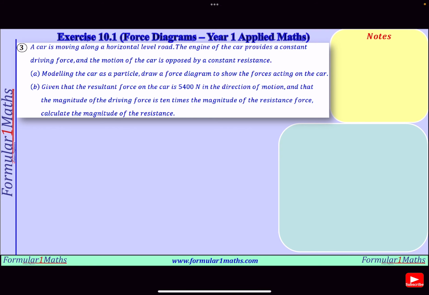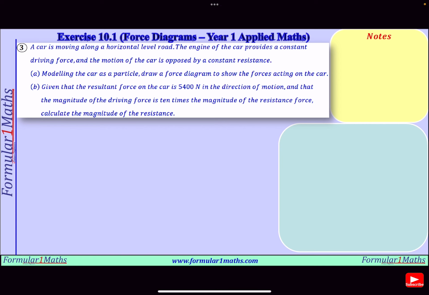Question 3. A car is moving along a horizontal level road. The engine of the car produces a constant driving force, and the motion of the car is opposed by a constant resistance. A. Modelling the car as a particle, draw a force diagram to show the forces acting on the car. B. Given that the resultant force on the car is 5,400 newtons in the direction of motion, and that the magnitude of the driving force is 10 times the magnitude of the resistance force, calculate the magnitude of the resistance.